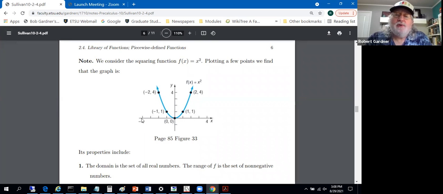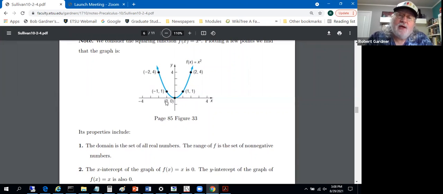Domain is all real numbers. We can square everything. Range starts at 0 and includes everything greater than 0. The range is the set of all non-negative numbers. We could express that in interval notation, and we could describe it as a set, if you like. And we did that in one of the previous ones. So domain and range.